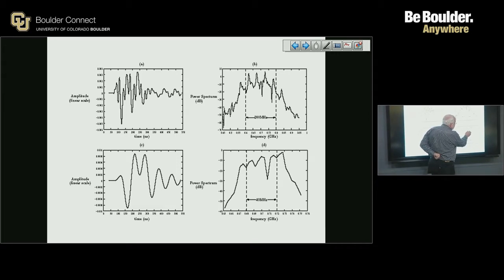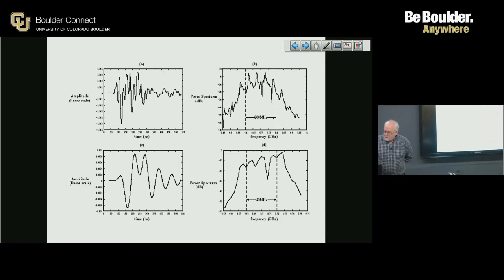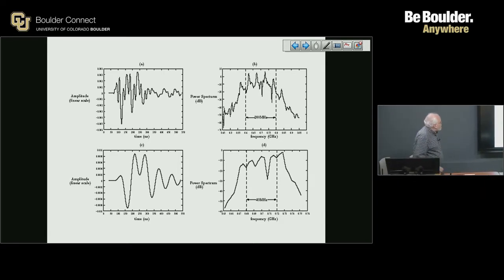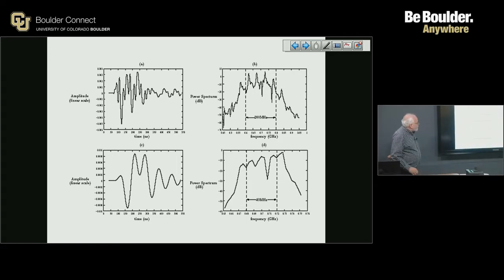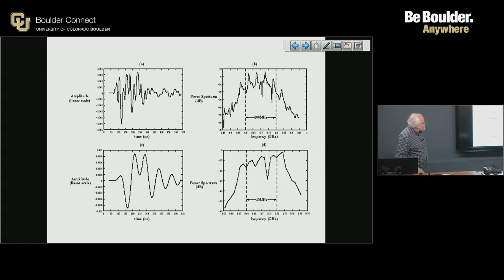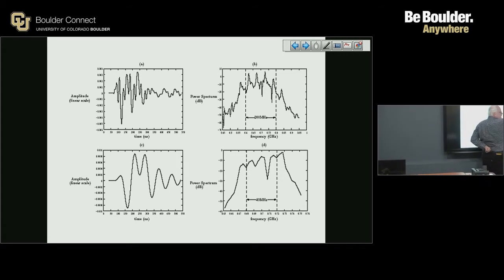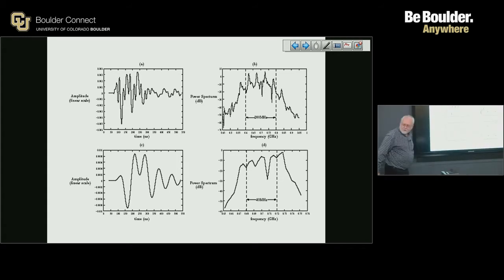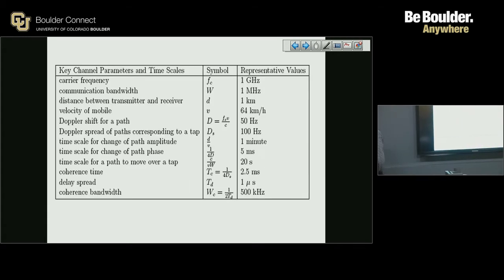If I tried to use just this part here, this is a flat fade because everything is kind of dead inside that bandwidth. And you could sort of imagine the way to think of coherence bandwidth is the distance between these peaks and nulls in the frequency domain. It's another way to think of coherence bandwidth.